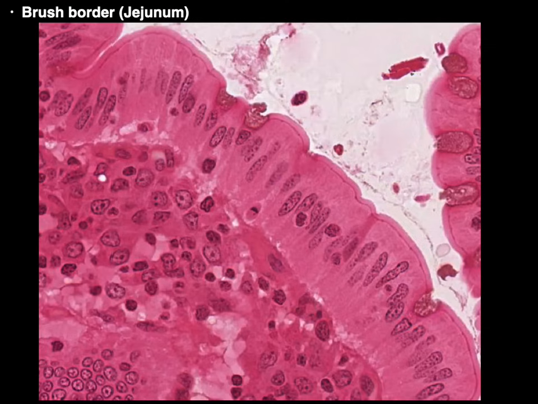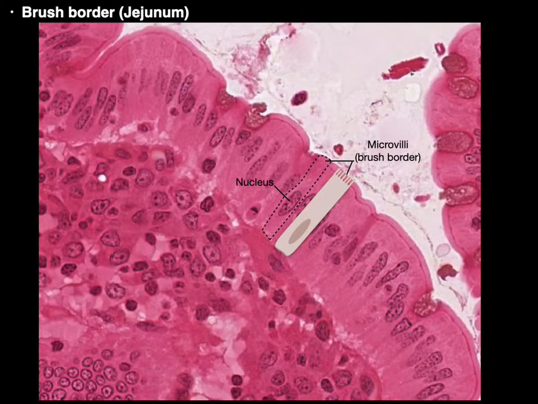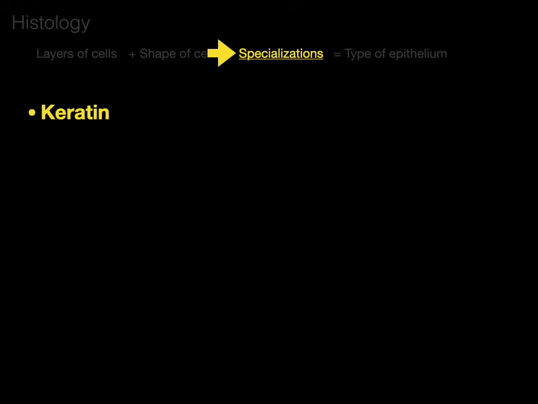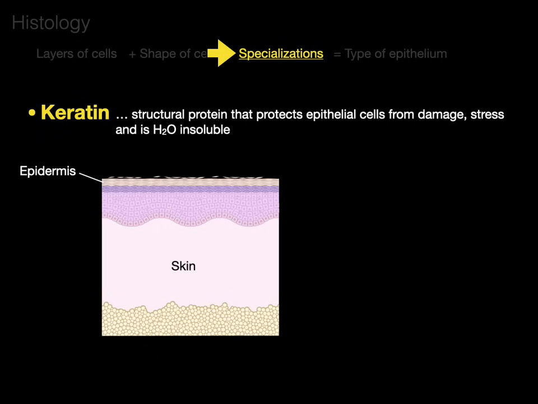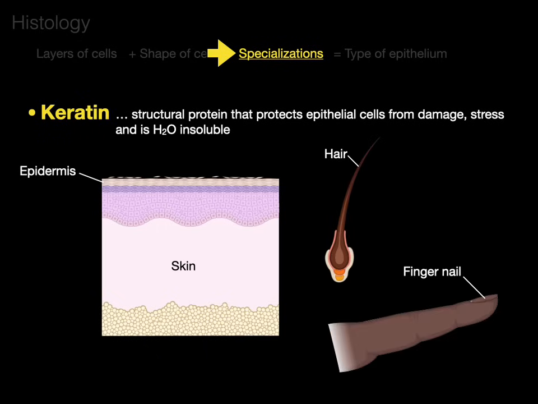In histology, because these microvilli are so close together, often the term that's used in light microscopy is a brush border. There's a nucleus, there's one cell, and so it looks like a brush on the top. So the microvilli are described as having a brush border. Now, another specialization is keratin, which is a structural protein that protects epithelial cells from damage and stress, and it's water insoluble. So the epidermis is a good example of a primary place we find keratin, or your hair, or your fingernails all have this structural protein keratin.